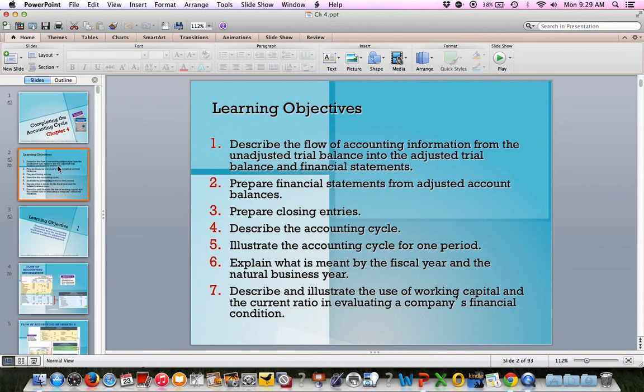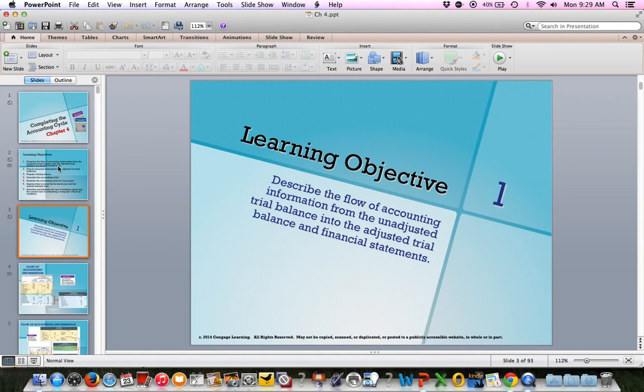So I kind of like Chapter 4 in that it shows us the entire accounting cycle. You kind of get to feel for what accounting really is. You get to begin to feel like this is why we do it. This is the end result of financial statements, and how do we get there.